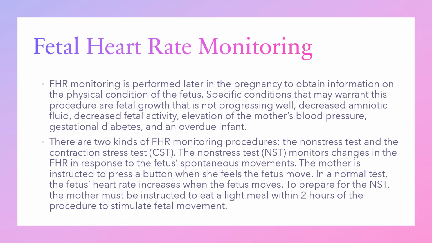Fetal heart rate monitoring is performed later in the pregnancy to obtain information on the physical condition of the baby. Specific conditions that may warrant this procedure are fetal growth that is not progressing well, decreased amniotic fluid, decreased fetal activity, elevation of the mother's blood pressure, gestational diabetes, and an overdue infant. There are 2 kinds of fetal heart rate monitoring, the non-stress test and the contraction stress test. The non-stress test monitors changes in the fetal heart rate in response to the baby's spontaneous movements. The mom is instructed to press a button when she feels the baby move.